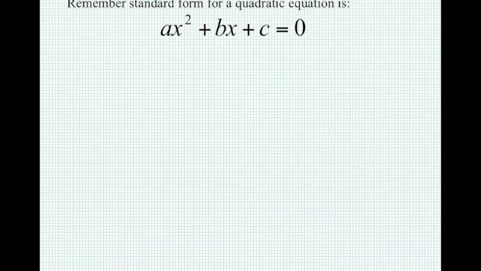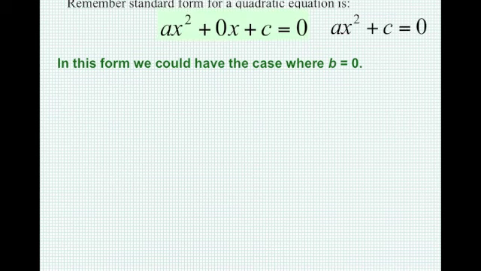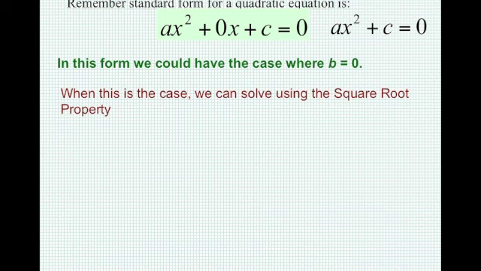Remember that the standard form of a quadratic equation was ax squared plus bx plus c equals 0. In this form, we could have the case where b is equal to 0. If this were the case, our equation would look much more like ax squared plus c equals 0. When this is the case, we can solve using the square root property.